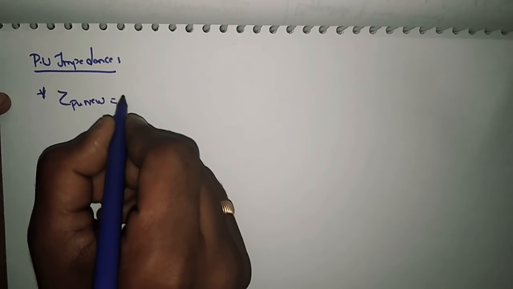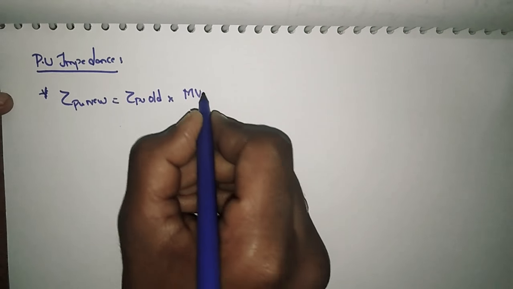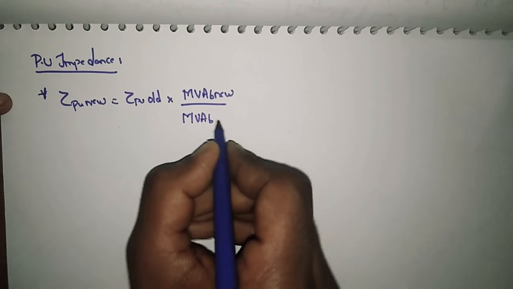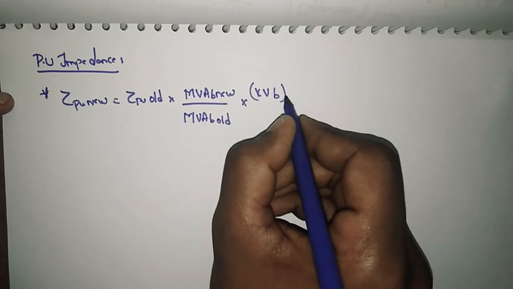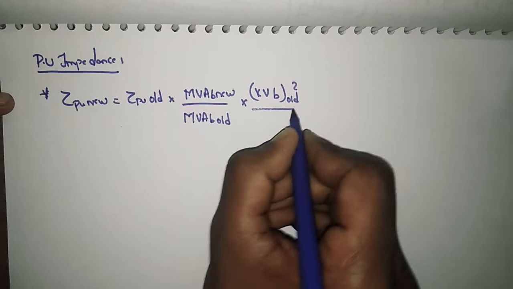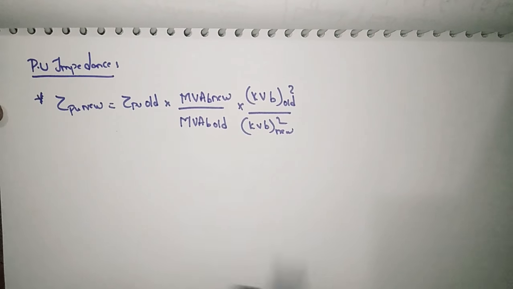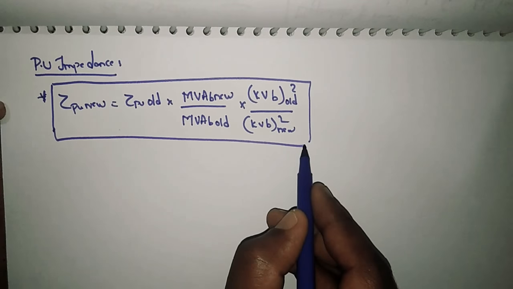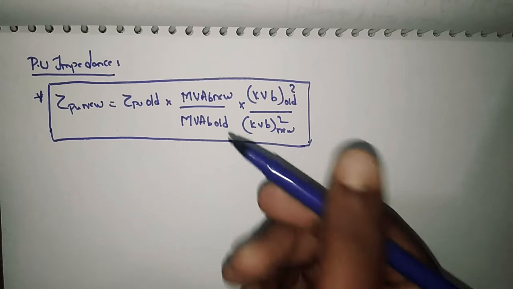That is nothing but ZPU new is equal to ZPU old into MVAB new by MVAB old into KVB old whole square by KVB new whole square. So please note down this formula. ZPU is nothing but impedance per unit, the new impedance per unit when base values have been changed.